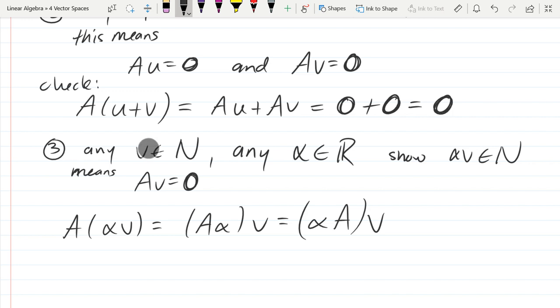What lets me commute? You can't commute matrices. So alpha is a scalar. You can commute scalars as much as you want. So scalars can be commuted. That's what lets us switch the order. If alpha was not a scalar, if alpha is a matrix, there's no way I could switch this order. But because alpha is a scalar, they commute.